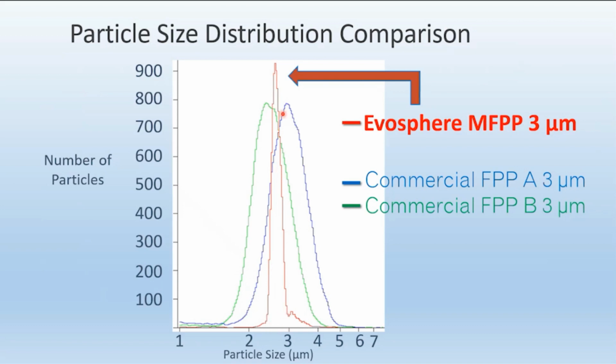So if we look at this example that we have with a 3 micron particle size, we have a much smaller distribution across the particle dimensions, so a tighter distribution. Then you have 2 commercial particle columns where you can see that much broader distribution across the particle size, where one might have a smaller average particle size, but has an overall higher polydispersity.